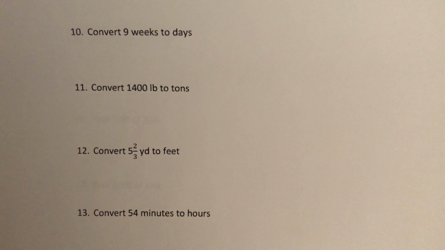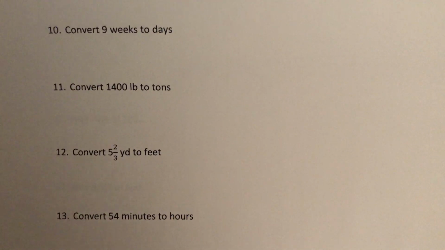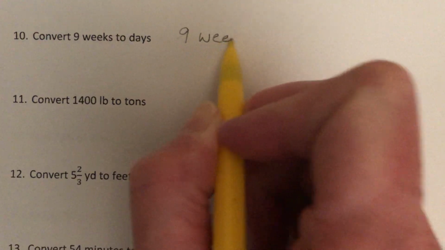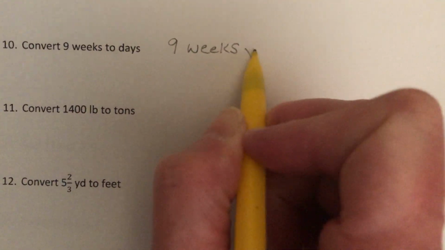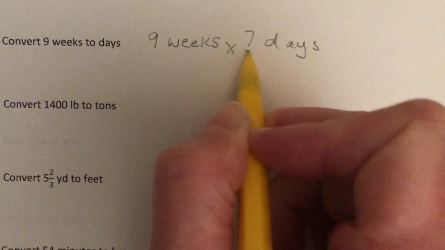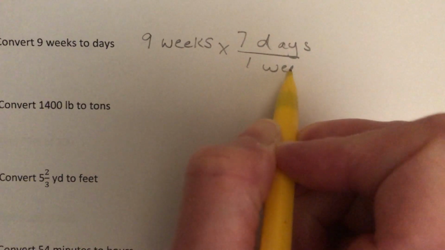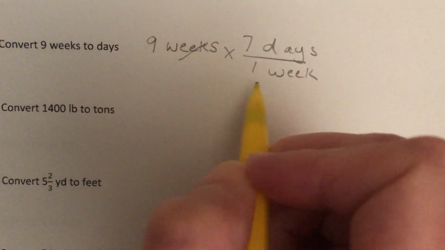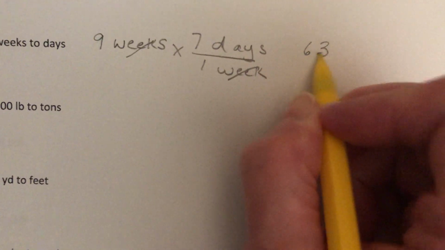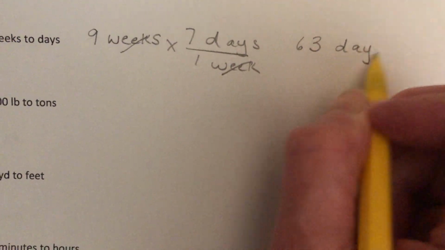Continuing with the review for evaluation 4, convert 9 weeks into days. So we have 9 weeks, and there are 7 days in 1 week. So this tells me I need to multiply 9 times 7 and get 63 days.